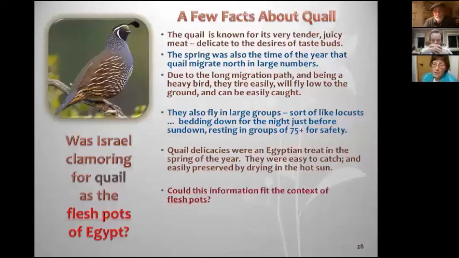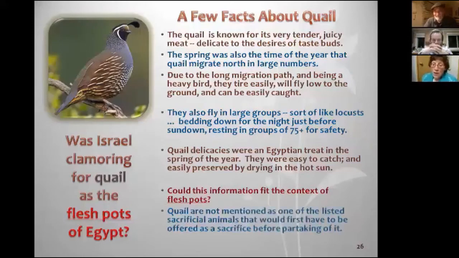Could this information fit the context of flesh pots? Quail are not mentioned as one of the listed sacrificial animals that would first have to be offered as a sacrifice before partaking of it.